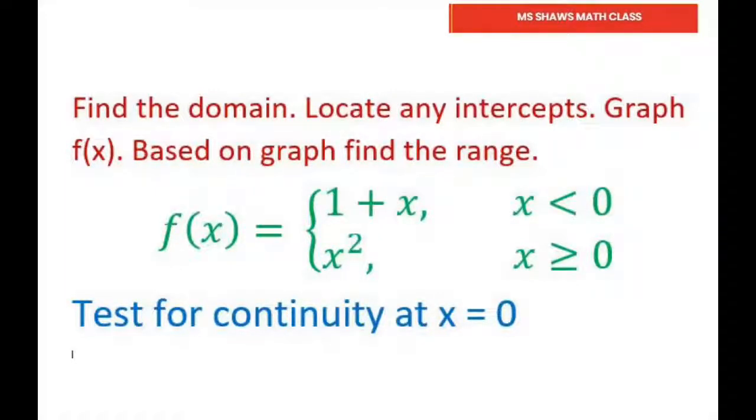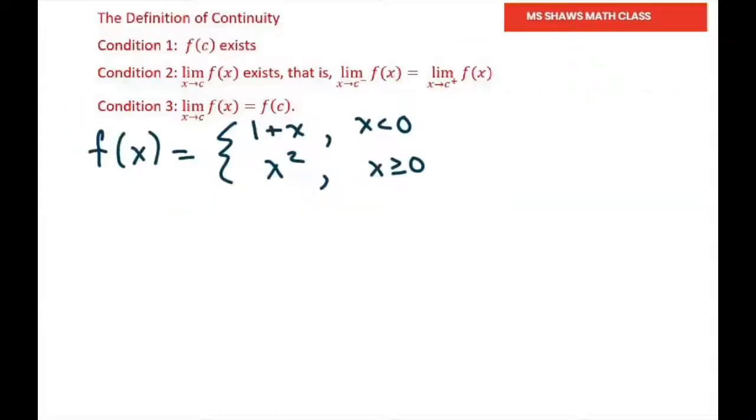Everyone. We're going to find the domain, locate any intercepts, graph f of x, and find the range based on the graph. We're also going to test for continuity at x equals 0, because this is where all the action is taking place. This is where the functions change, and we're going to piece them together. We'll test for continuity first, to see if this is a continuous function.